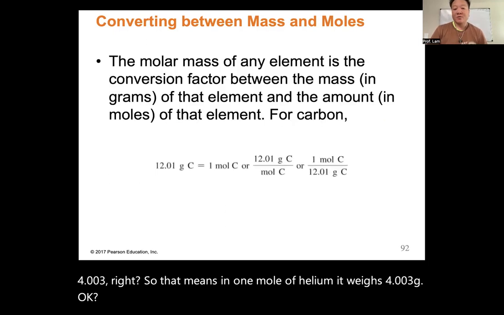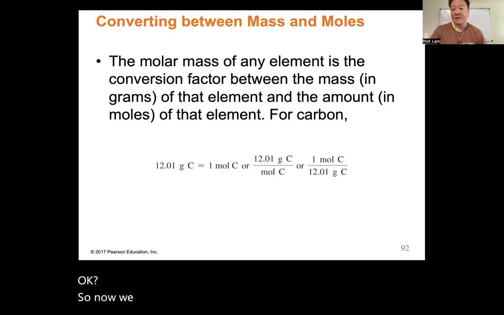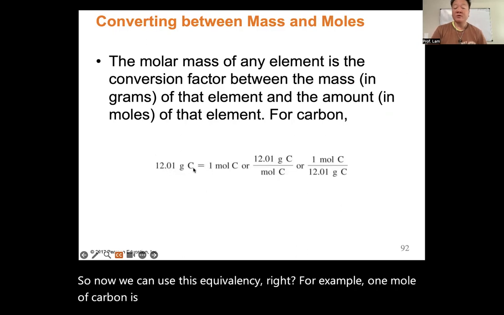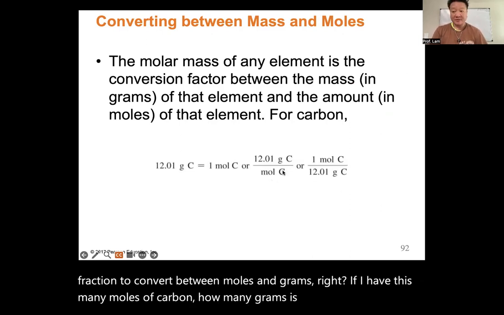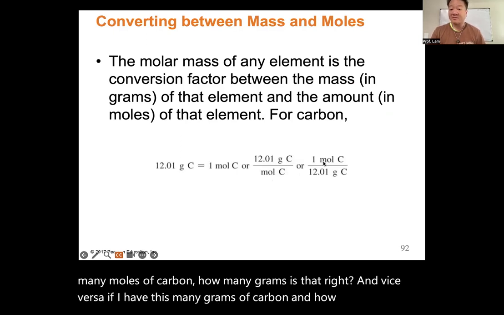So now we can use this equivalency, for example, 1 mole of carbon is equal to 12.01 grams of carbon. We can now put it as a fraction to convert between moles and grams. If I have this many moles of carbon, how many grams is that? And vice versa. If I have this many grams of carbon, then how many moles is that?